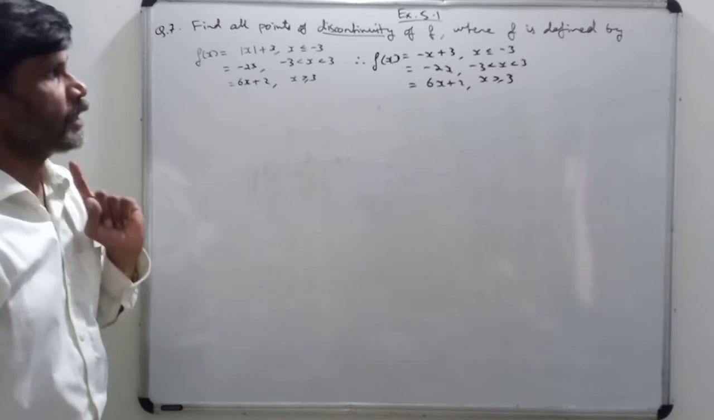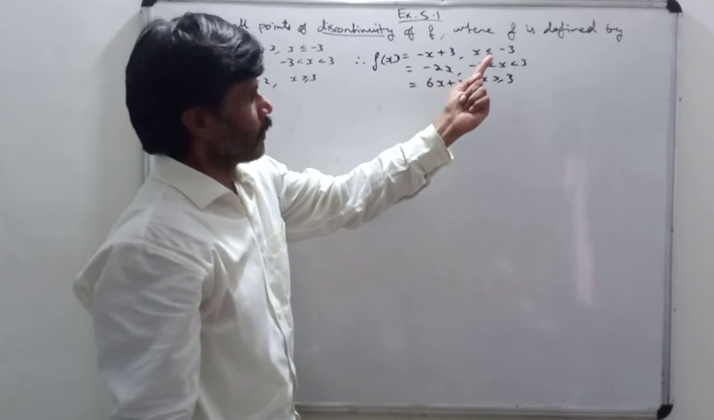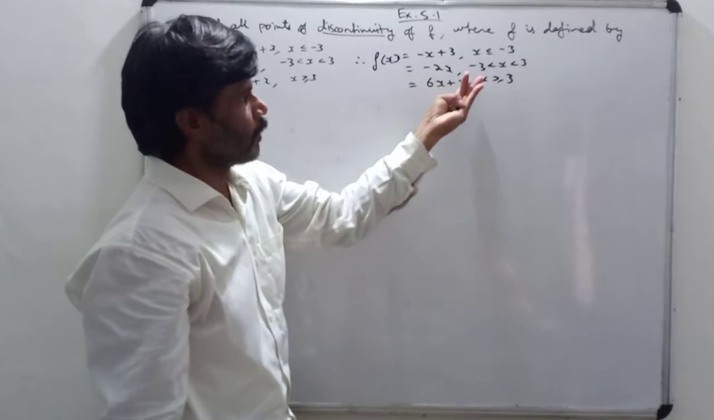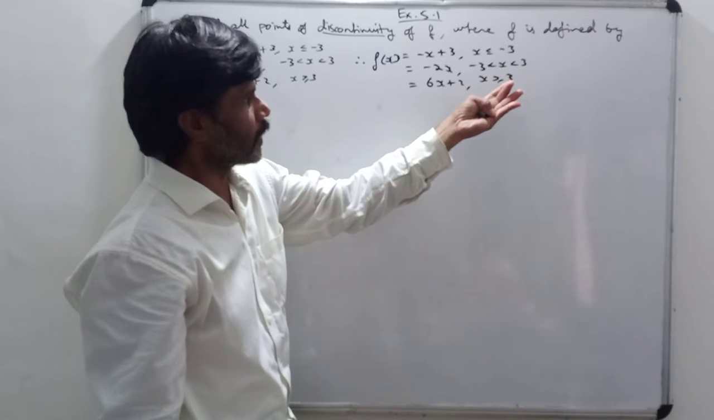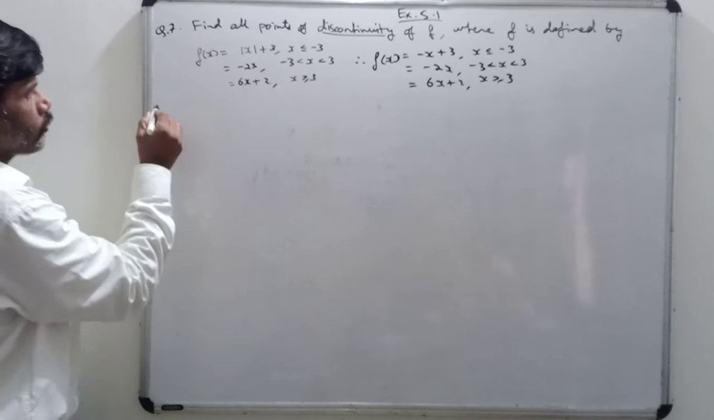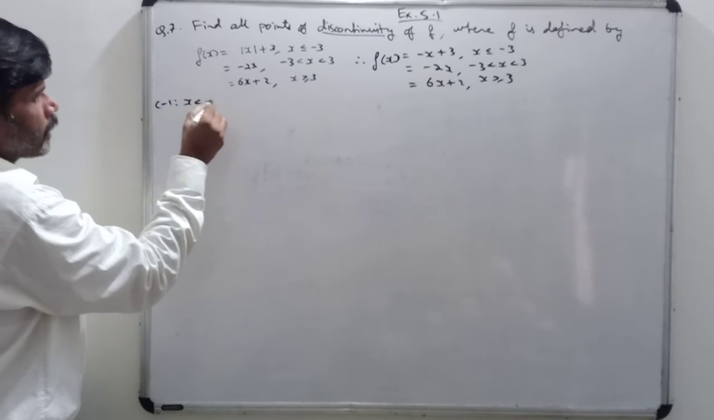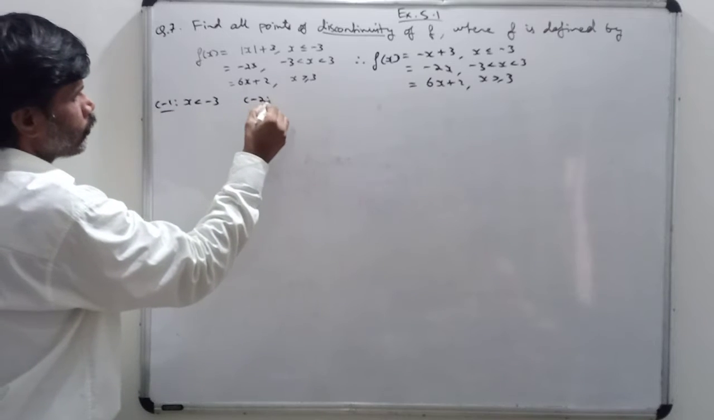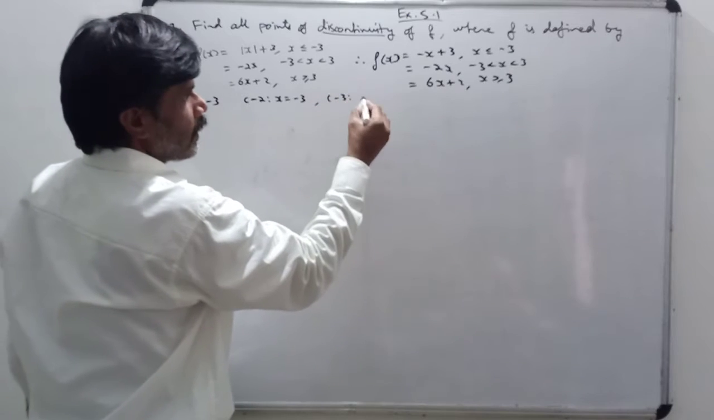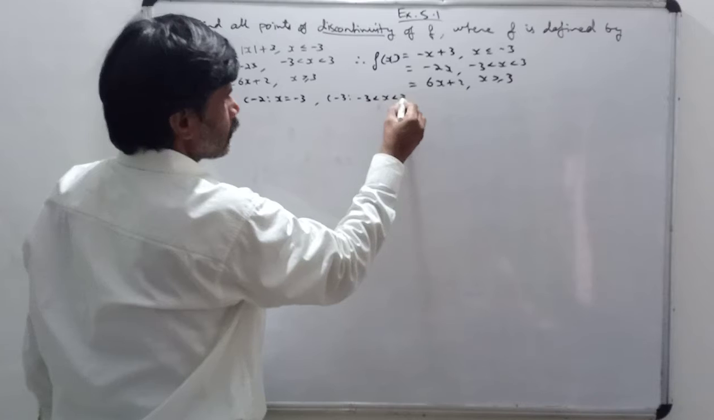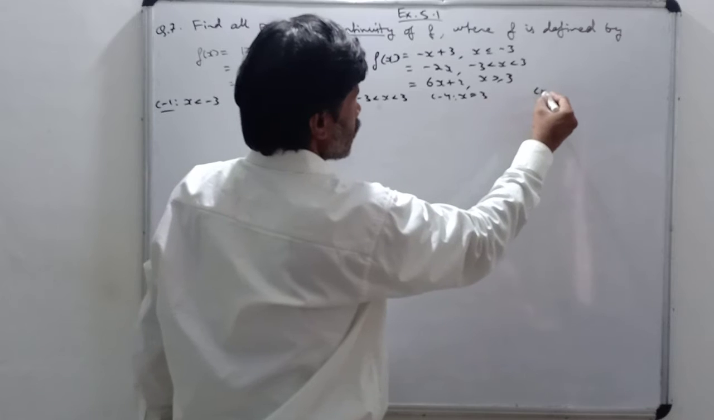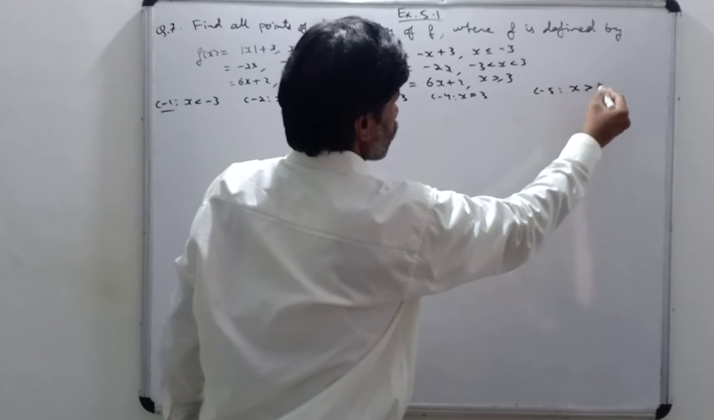Okay, so there will be how many cases? Less than -3, one case; equal to -3, second case; between -3 and 3, third case; equal to 3, fourth case; and greater than 3, fifth case. So 5 cases will be there. Case 1, x is less than -3. Case 2, x is equal to -3. Case 3, x is between -3 and 3. Case 4, x is equal to 3, and case 5, x is greater than 3.